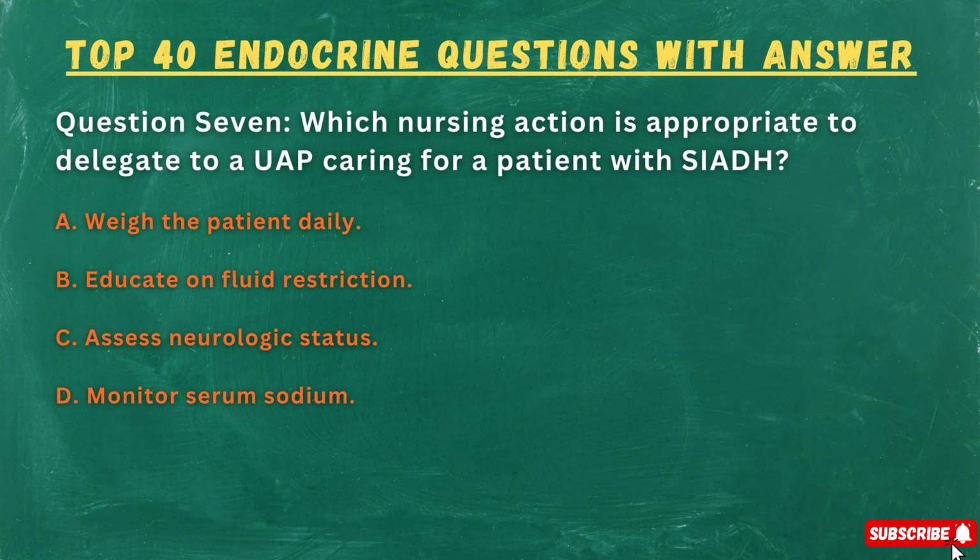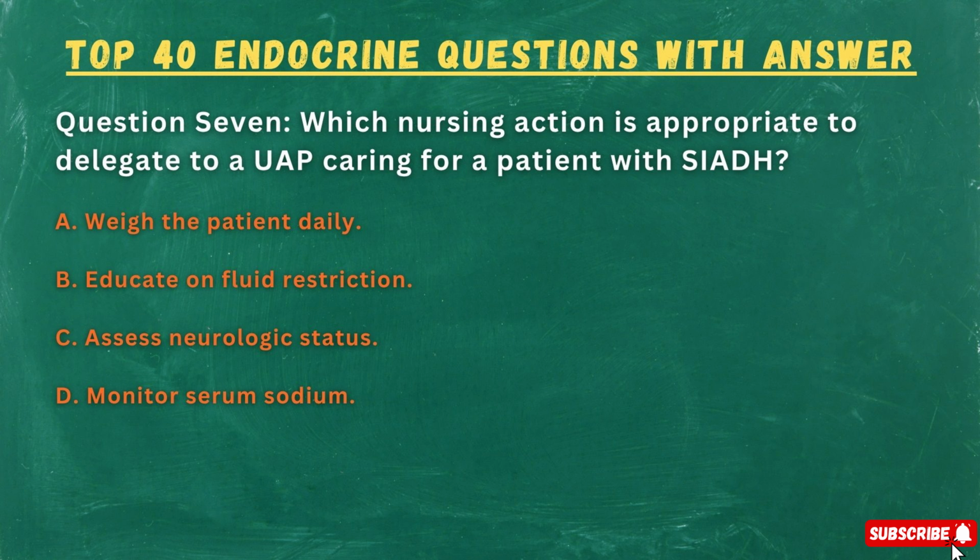Question 10. A diabetic patient with neuropathy reports a new foot wound. What is the nurse's priority? A. Educate on proper foot care. B. Apply an antibiotic ointment. C. Assess wound size and signs of infection. D. Schedule a podiatry consult. Answer: C. Assess wound size and signs of infection.